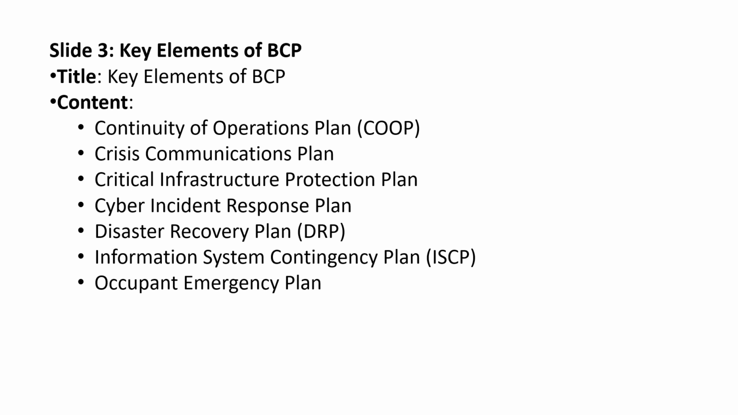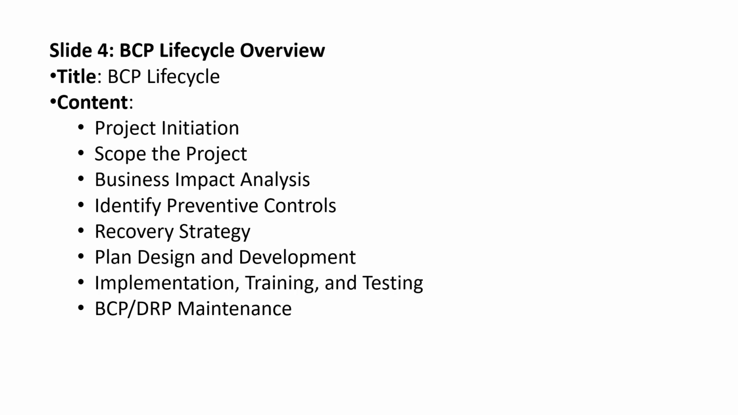Key elements of BCP. Key elements of BCP include continuity of operations plan, COOP, crisis communication plan, critical infrastructure protection plan, cyber incident response plan, disaster recovery plan, DRP, information system contingency plan, ISCP, and occupant emergency plan. The BCP lifecycle consists of project initiation, scope of the project, business impact analysis, identify preventative controls, recovery strategy, plan design and development, implementation, training and testing, and BCP DRP maintenance.